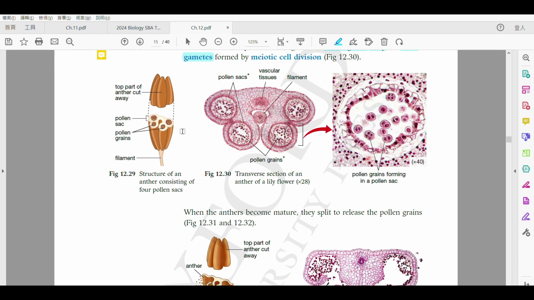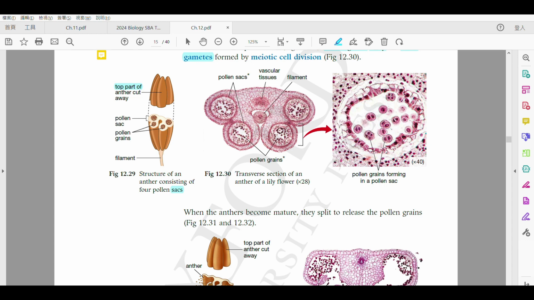This whole thing is a stamen, and at the bottom you can find the filament, and above you can find the anther. After you cut the top part of the anther away, you find some pollen sacs, 1, 2, 3, 4. Just like here. And inside the pollen sac you can find the pollen grains. You can see a lot of dots here. All these dots are pollen grains. And the pollen grains are the carrier of the male gametes. Alright.